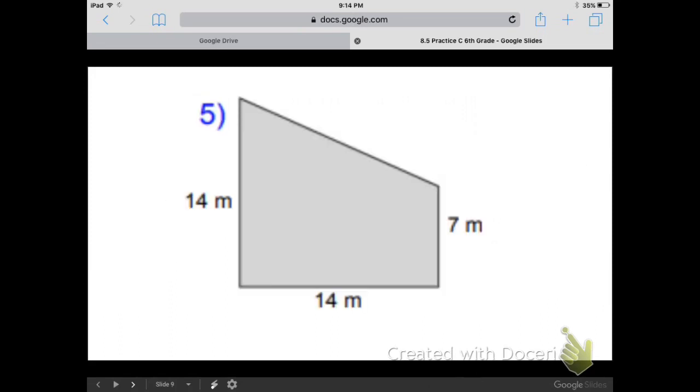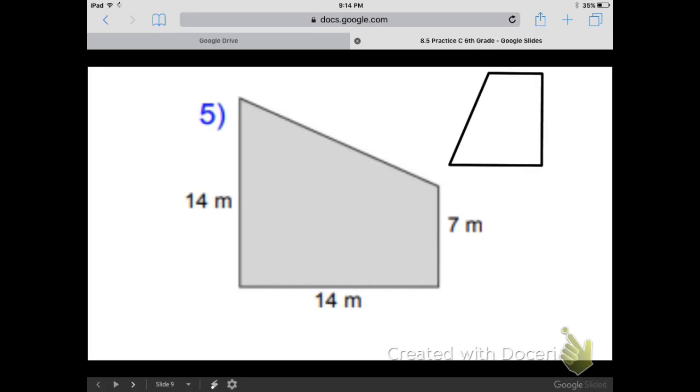Alright, here is another one that looks similar to something else we've done. So we're going to look at this and see that we could split it up right along here, but that's not what we're going to do. We can see that we can do this all in one shot, because once again, this is just a trapezoid.